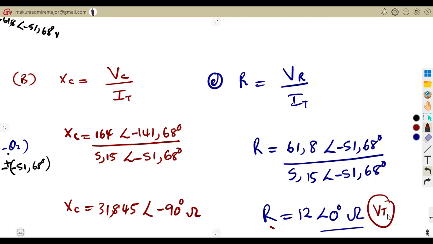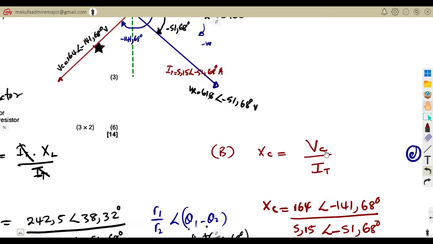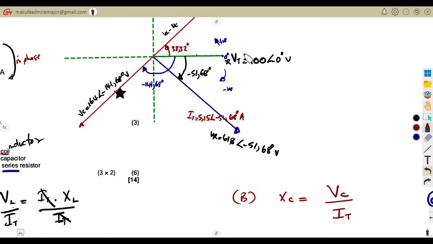Are supposed to be in phase. As we can see, the total voltage was at an angle of 0 degrees. That is the same condition of our resistance at 0 degrees, and that is the one that we have here on our phasor diagram. You can see that the resistance and the total voltage are in phase. They are at 0 degrees. So that was it on our first question.